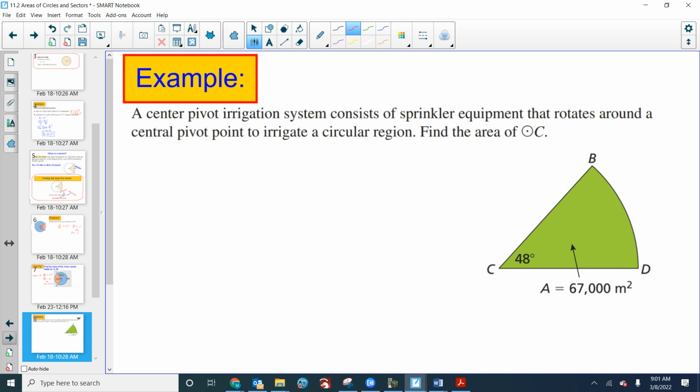A center pivot irrigation system, you could just say a sprinkler, that rotates around a central pivot point to irrigate a circular region. All right. Find the area of circle C. Now, do you notice the question? It didn't say find the area of that green region, did it? Because they gave us that. They want us to find, what if it was a whole circle?